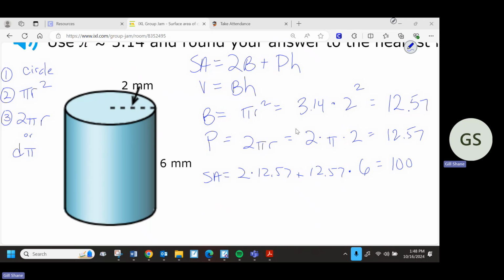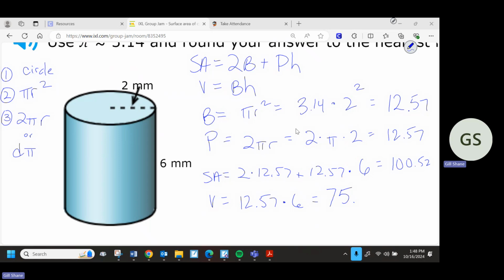100.52. Again, I'm not super concerned. Just show all of your work. Volume then is just 12.57 times 6, which is what? 12.57 times 6. Somewhere around there. 75 point something. Somewhere around 75.